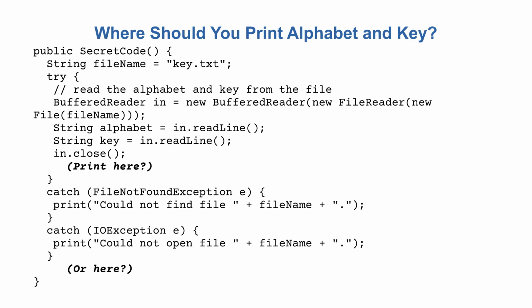Since secret code wasn't written to print anything, you can't tell if it successfully read what it was supposed to from the file. Let's print the alphabet and key so we know what it read from the file. But where should you print alphabet and key? Remember, you should wrap the try block around all the code that you don't want run if an exception is caught. Since there is no reason to print the alphabet and key if an exception was caught, we should include the print statements inside the try block.